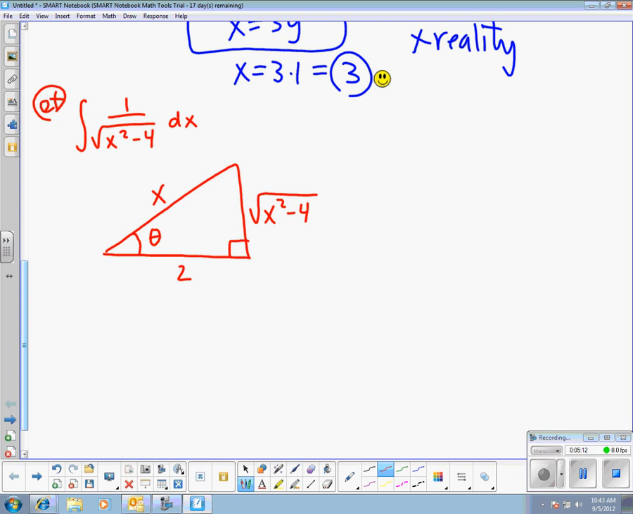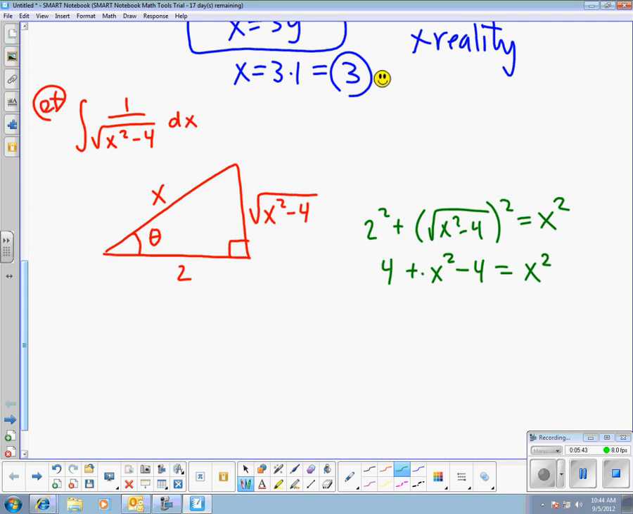Okay, if that's the case, then my A would be the other leg, and my U would be the hypotenuse. So just a quick Pythagorean theorem you can check to see that this is true. If I take my two legs, 2 squared plus the square root of x squared minus 4 squared equals x. That's true because 4 plus x squared minus 4 should equal x squared. There we go. So that works.